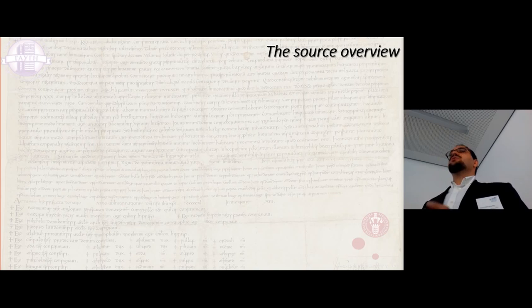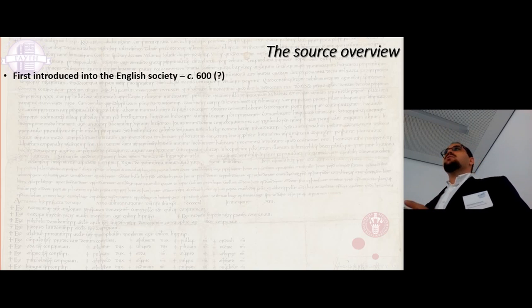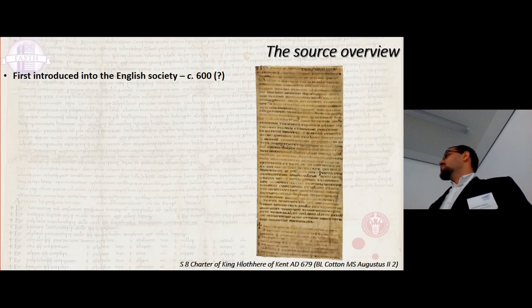A little overview of the source. It's supposed that the charters were first introduced in England with the advent of Christianity, so it should be roughly at the beginning of the 7th century. The problem, however, is that the earliest extant charter comes from 679, and there's a huge debate whether the charters came later than the advent of Christianity or not.